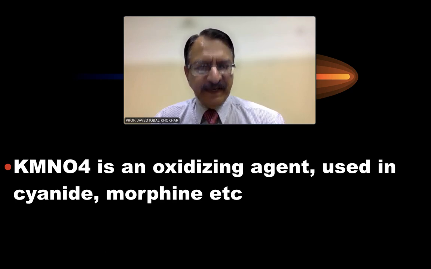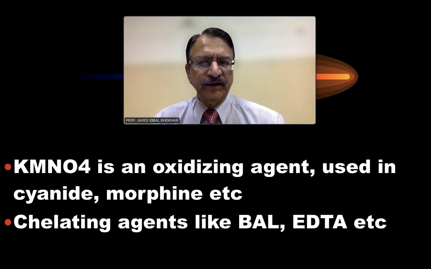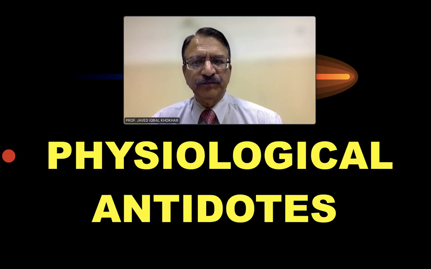KMnO4 is an oxidizing agent. It is used in cyanide and morphine poisoning. Similarly, the chelating agents like BAL and EDTA are used. I will be discussing how they act.